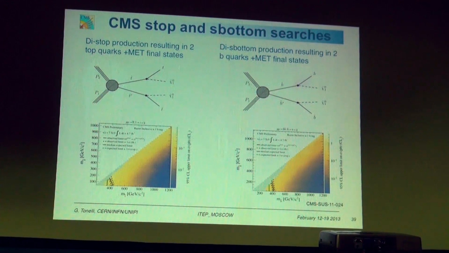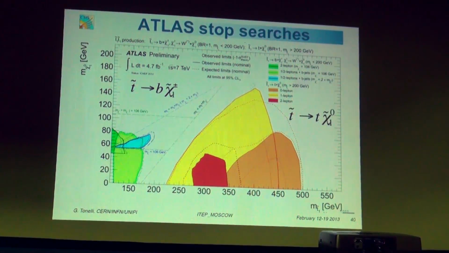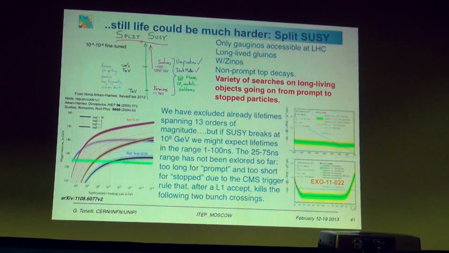The same is true for direct stop and sbottom. You see the limits: for squarks and gluinos we reach 1200, for stop and sbottom we are barely around 400, 500. So this is why we are really at the beginning. The same is true for ATLAS. This is a summary of the ATLAS searches with direct stop and direct sbottom production. And you see that at the best of our effort, we are studying something at the level of 500 GeV. So it is too early to state that there is no stop, no sbottom, and there is no supersymmetry. So we have to be patient.